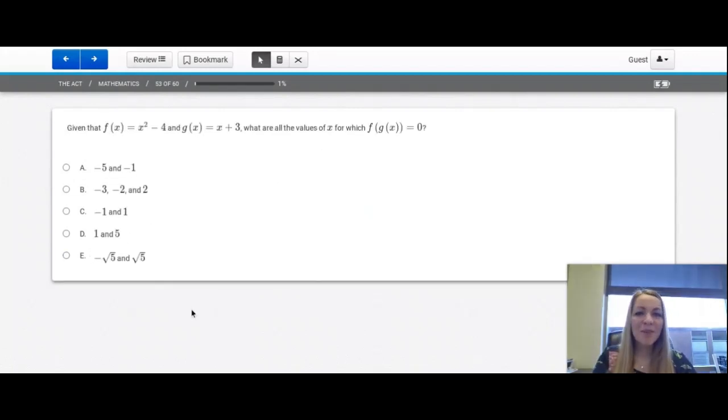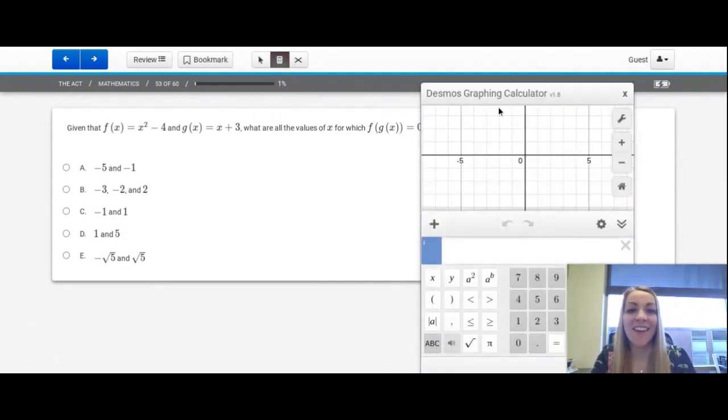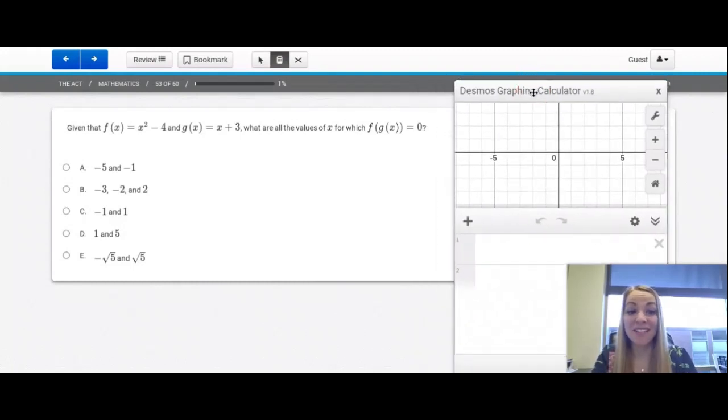Question number 53. Given that f of x equals x squared minus 4 and g of x equals x plus 3, what are the values for x for which f of g of x equals 0? You ready for one of the best Desmos hacks ever? We're going to come to our Desmos calculator, and we're just going to type all of these things in.